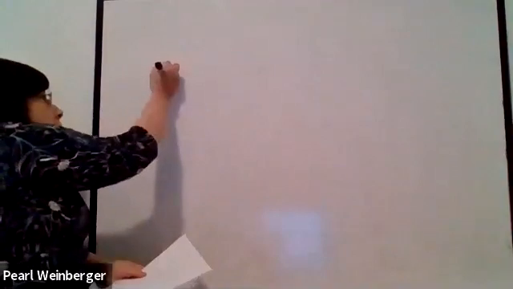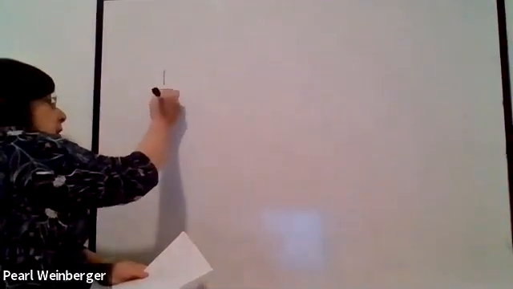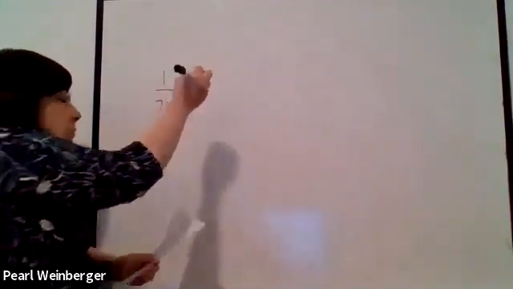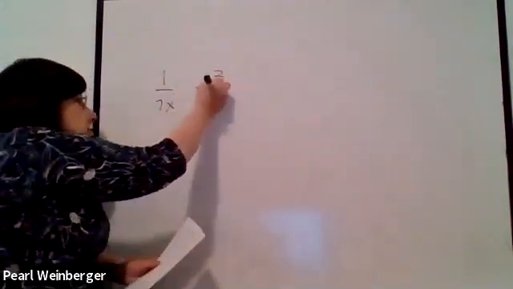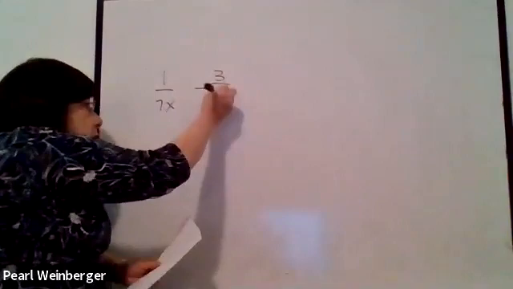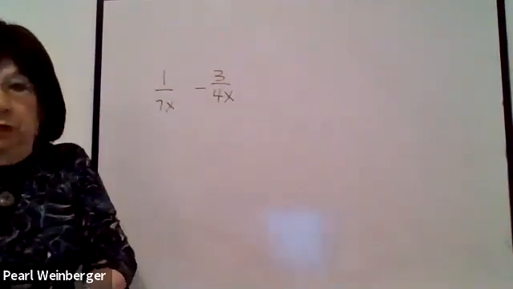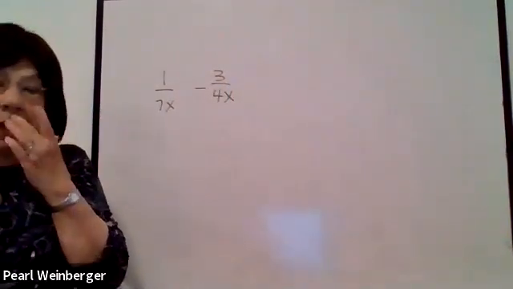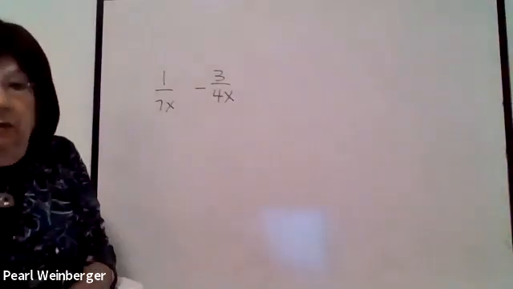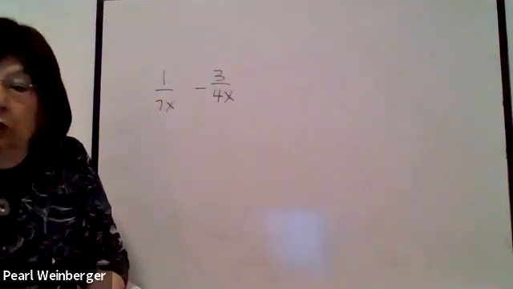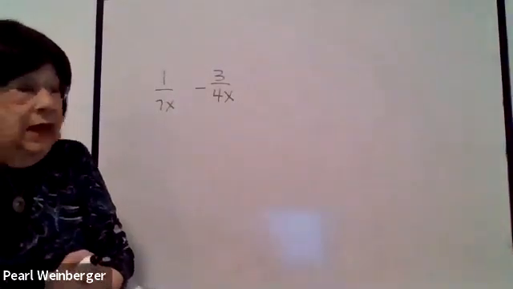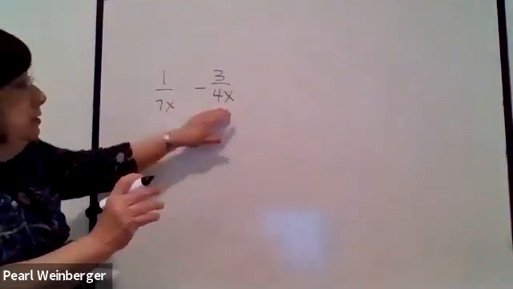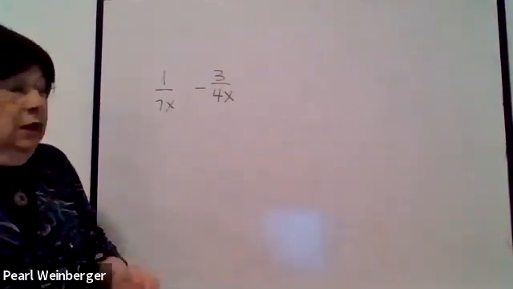Suppose I gave you this problem: 1 over 7x minus 3 over 4x. This is a subtraction. And when you're subtracting fractions, what you want to do is make sure that you have a common denominator.